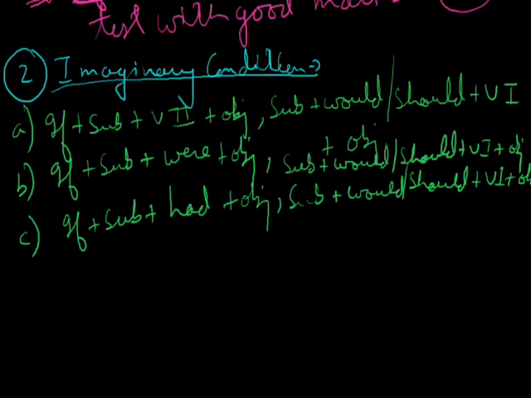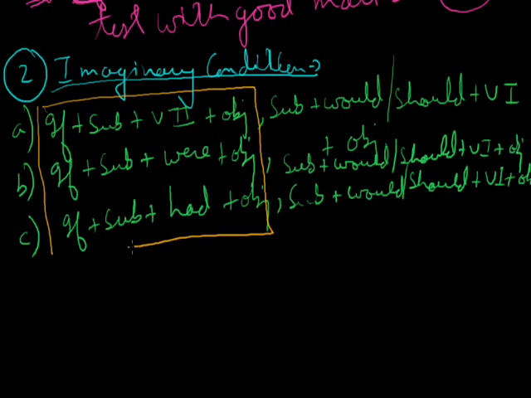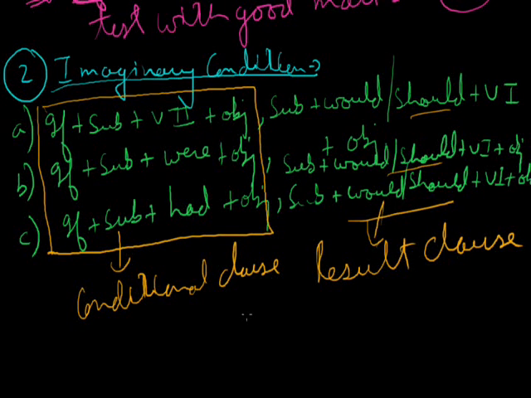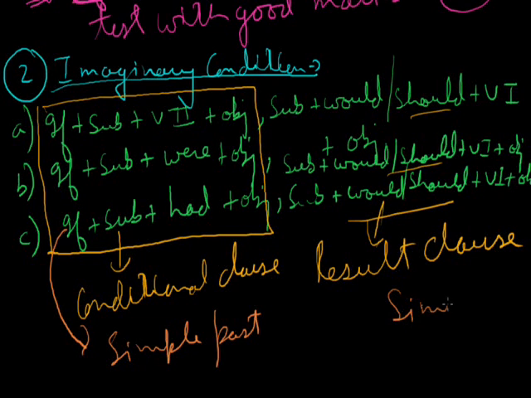Okay, now let us understand these three structures which we have written over here. All these three are conditional clauses, and the remaining three are result clauses. So there has to be a condition clause, there has to be a result clause. Under this, the tenses used will be simple past and simple past. In the first condition, we used simple present and simple future, whereas in the imaginary condition, we will use simple past and simple past.